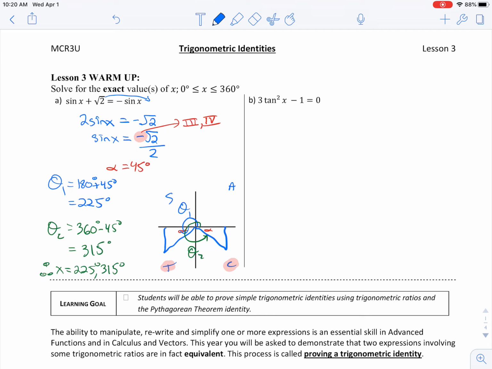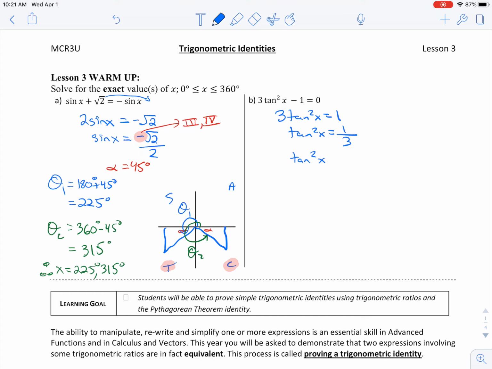Next one's a bit trickier, but not too bad. So we got 3 tan squared x minus 1. So remember, this is not x squared, it's the tan that is squared, so the whole thing squared. So if I start to solve and isolate for tan x, I have 3 tan squared x. I'll move the 1 over, so that becomes positive 1. I can divide both sides by 3, so that becomes 1 over 3.